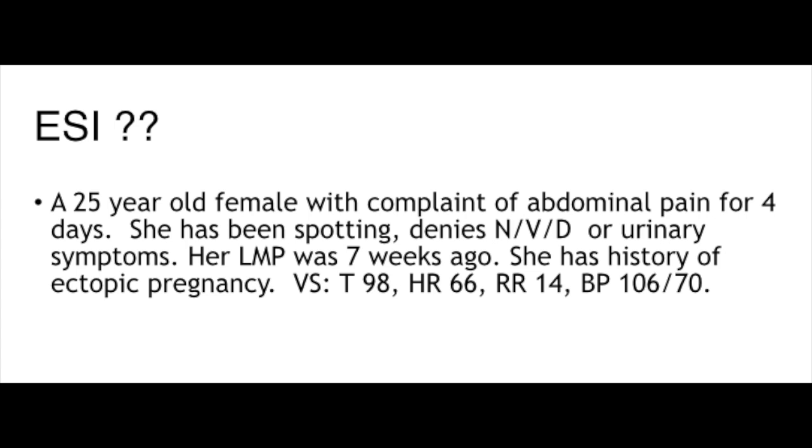The next scenario is a 25-year-old female that comes in with a complaint of abdominal pain for 4 days. She's been spotting, denies nausea, vomiting, or diarrhea, and has no urinary symptoms. Her last menstrual period was 7 weeks ago. She has a history of an ectopic pregnancy, and her vital signs are a temp of 98, a heart rate of 66, respirations at 14, and a blood pressure of 106/70.